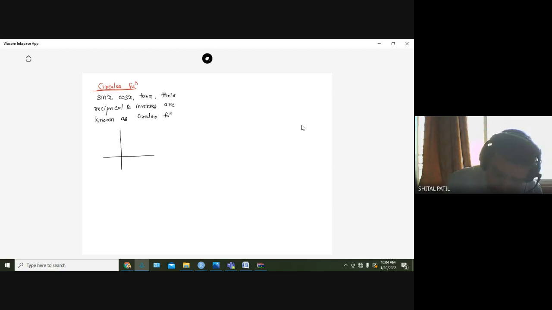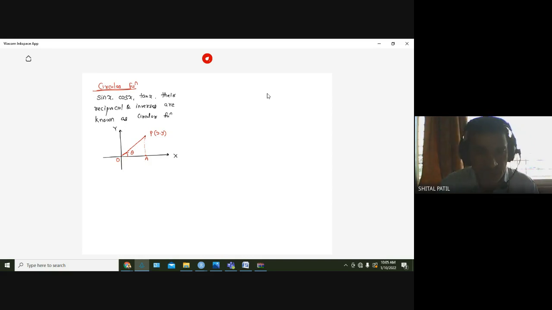Say I have x axis, y axis, and I have a point P over here, whose coordinates are x and y. Let me join the point to origin. Then from point P, I'll draw a perpendicular to the x-axis. I'll get a point A. So now I have a triangle OAP. Suppose the angle made by this line segment OP with the x-axis is theta. Angle is measured anti-clockwise.